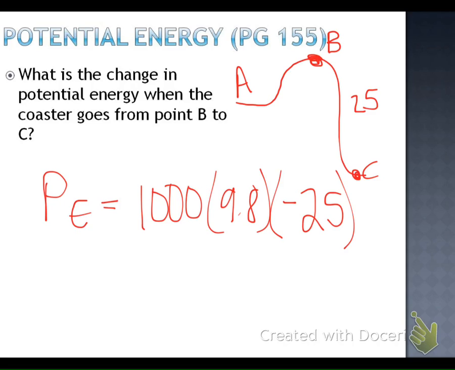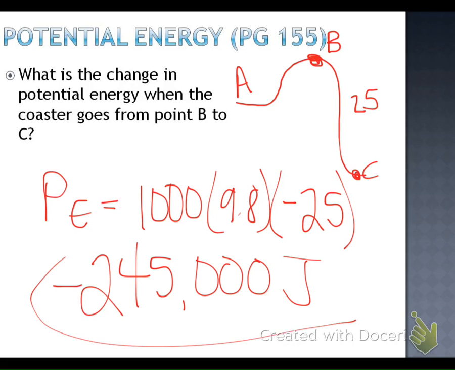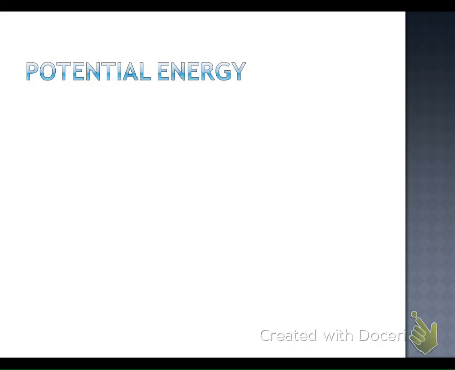Everyone agree with this equation? Okay, what do we get? Does it make sense that this answer is a bigger negative than our last answer? Because we're traveling a greater distance, that means we're picking up more speed. And that time we were relative to point B instead of point A.